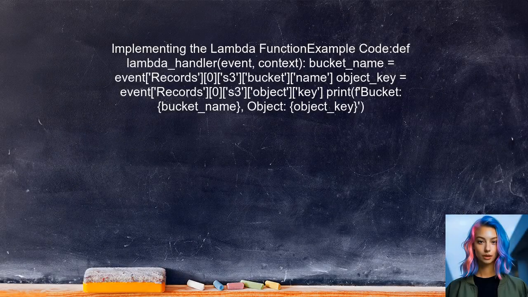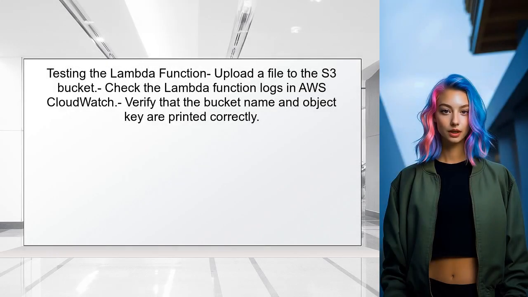After reviewing the sample structure, the user should implement the Lambda function to handle the event. They can access the bucket name and object key from the event data. Finally, the user should test their Lambda function by uploading a file to the S3 bucket. This will trigger the Lambda function and allow them to verify that it processes the event correctly.